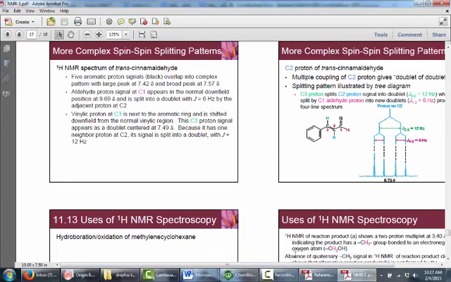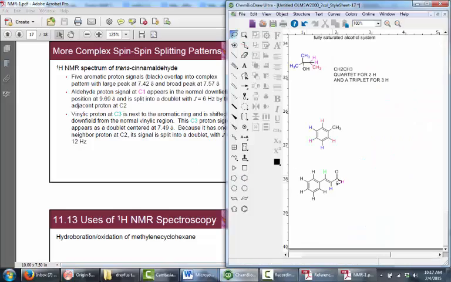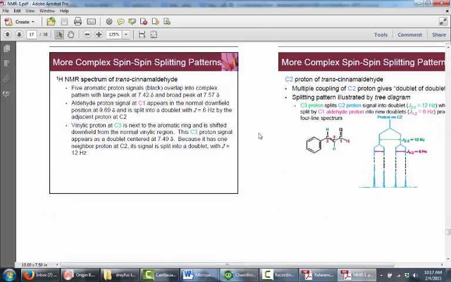So this just writes out some of that logic together. In the H-NMR spectrum of trans-cinnamaldehyde, you have 5 aromatic protons, and the aldehyde signal is normal. The vinylic proton signal at C3 is next to the aromatic ring. So actually the aldehyde signal is split. Let's look closer at that.